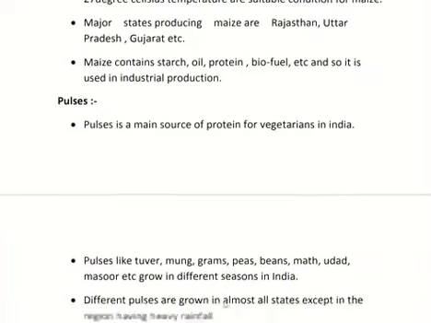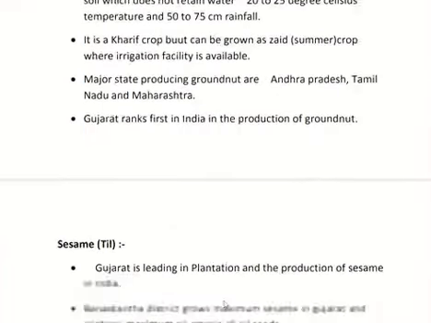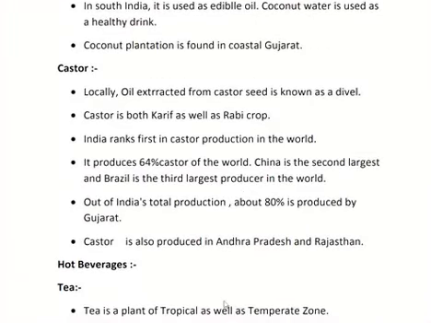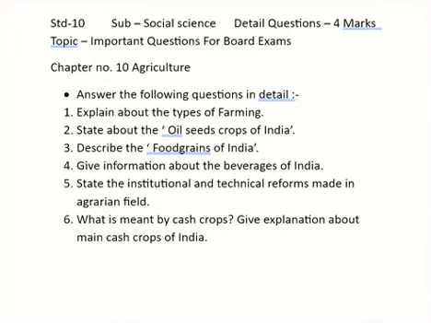Here are the major food grains which are cultivated in India that I had explained to you. Now another topic of the detailed question which is coming from the 10th chapter, that is the fourth question based on beverages of India. Give information about the beverages of India. Beverages means the word beverage is related to drinks.